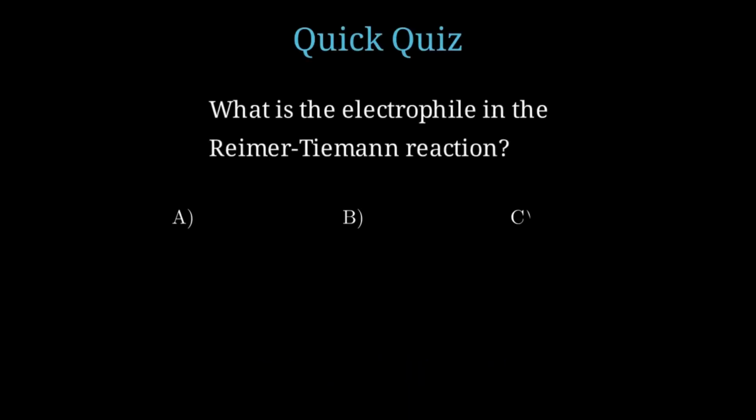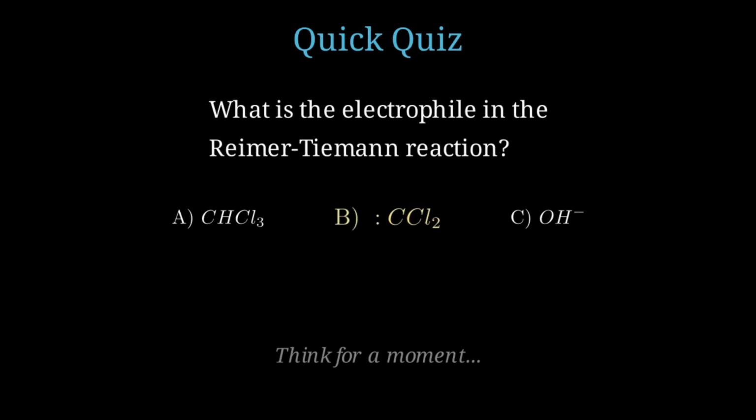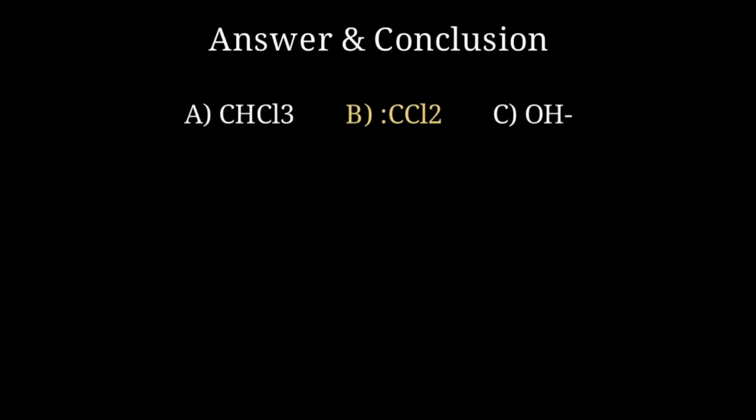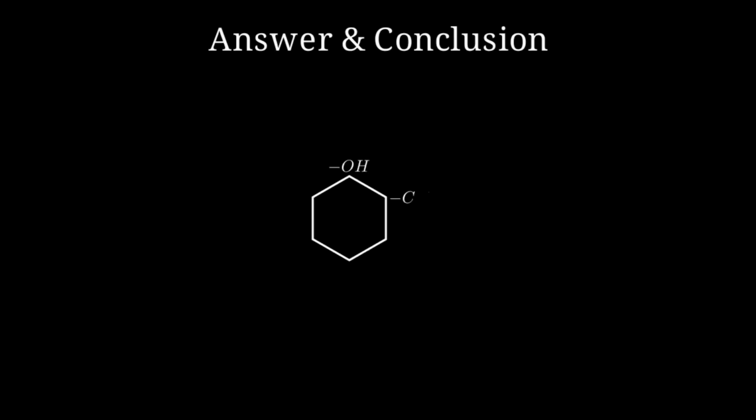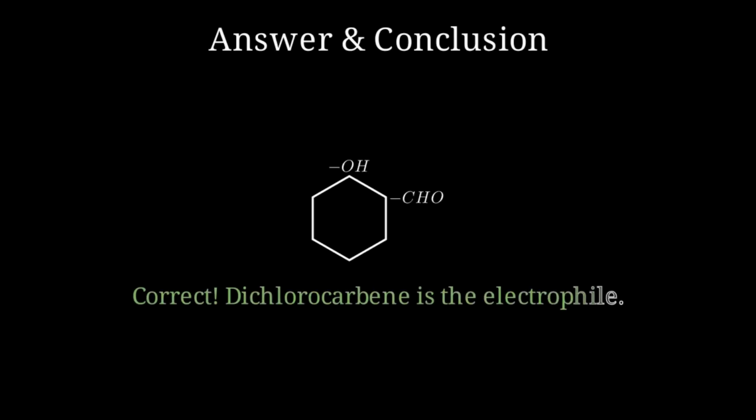What is the actual electrophile that attacks the benzene ring in this reaction? Is it chloroform, the dichlorocarbene intermediate, or the hydroxide ion? The correct answer is B, dichlorocarbene. Its vacant orbital makes it highly electrophilic toward the phenoxide ring. Mastering this mechanism provides deep insight into carbene chemistry and aromatic substitution.